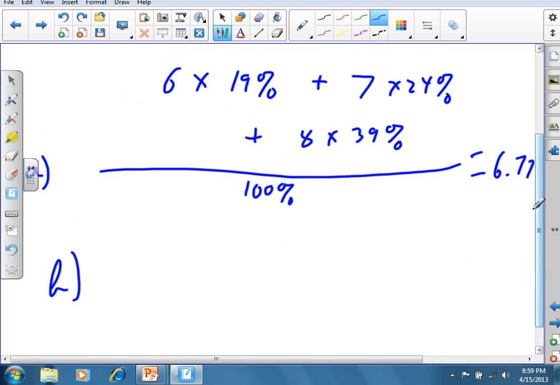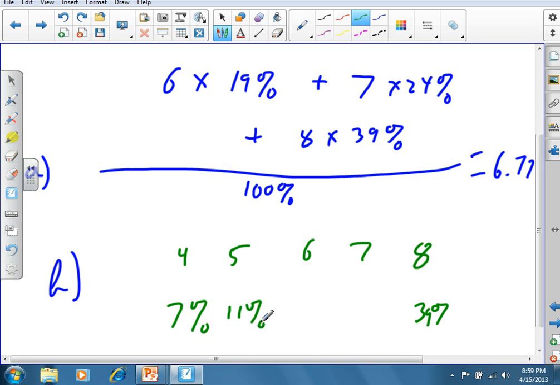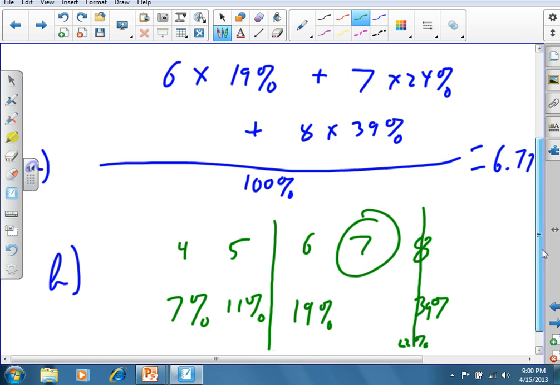Now, the median is a different issue. Okay, so we got 4, 5, 6, 7, 8. And we have 39% over here on the 8, and we have 7 and 11% over here. So 7 and 11 is 17. So if I go 17 that way, and I go 17 this way, I still have 22 left over. So I guess I have 22% left over here on the 8. And then I got 19 there. So 7 is my median guy. It's my median score.